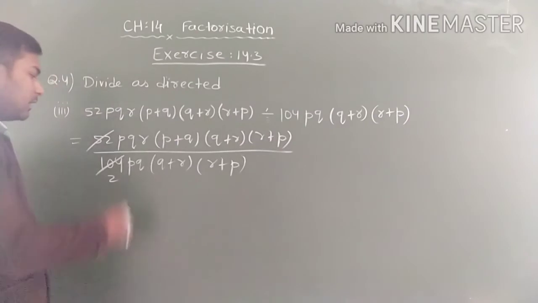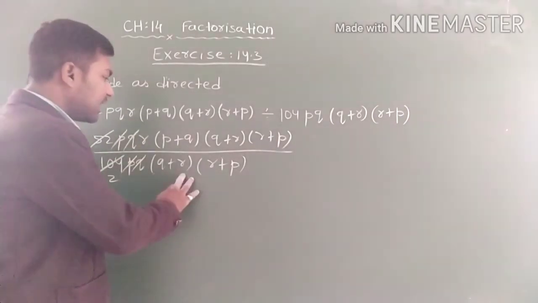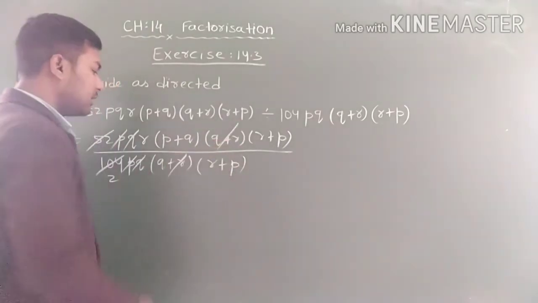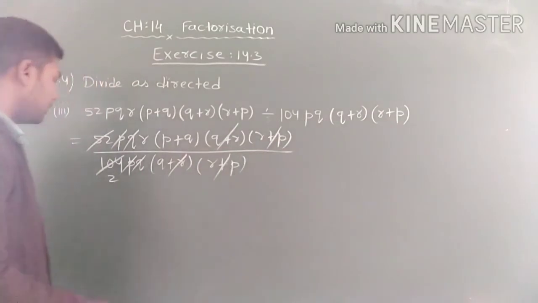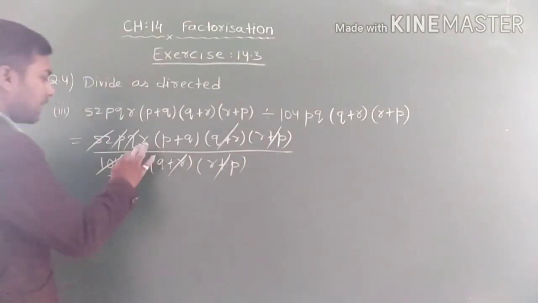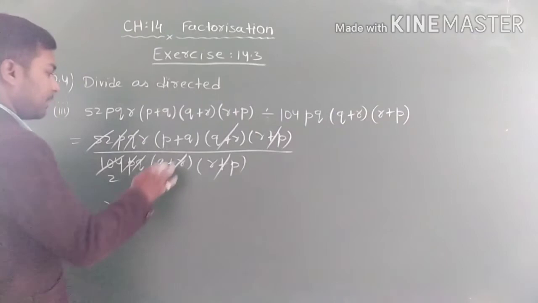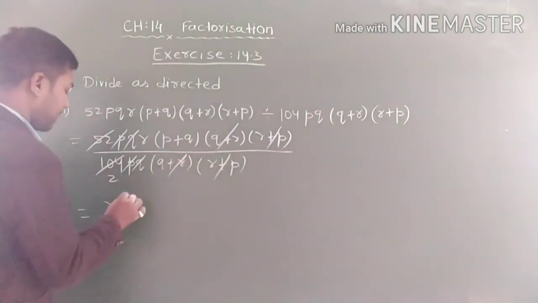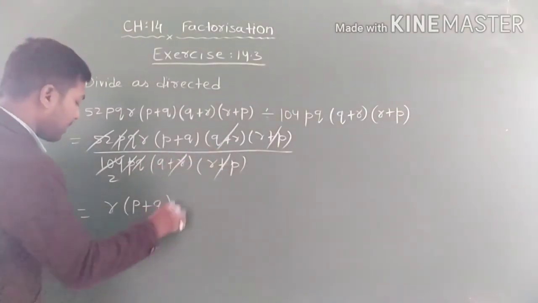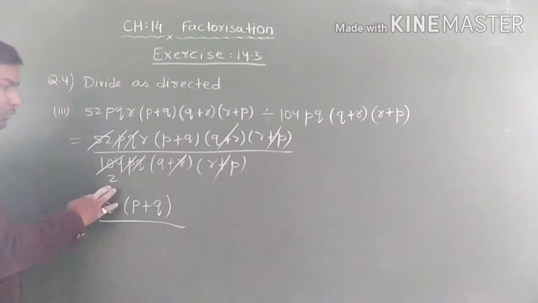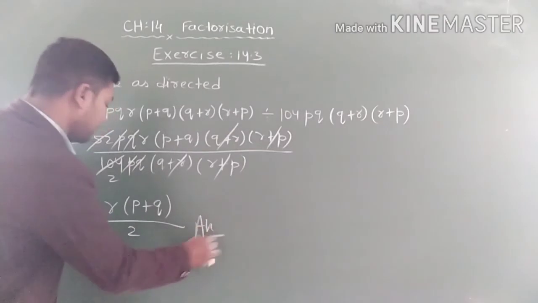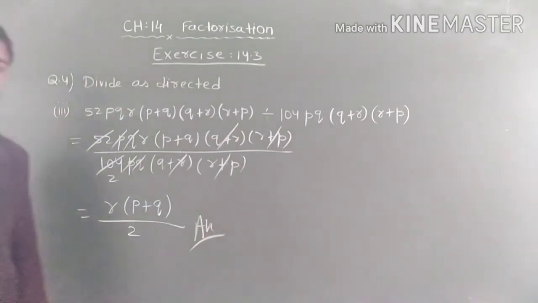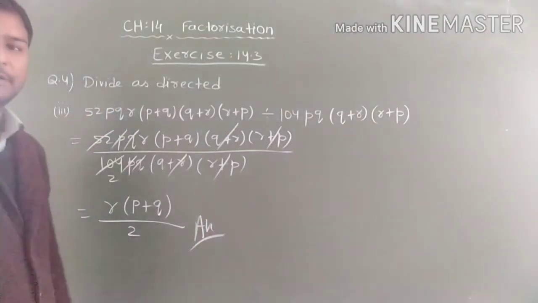Cancel out. Now P and P cancel out. Q and Q cancel out. Q plus R and Q plus R will be cancelled out. R plus P and R plus P will be cancelled out. Okay, so what is left? R into P plus Q, divided by 2, only 2 is left. Okay, so this is the answer. It's very easy. Now next question.